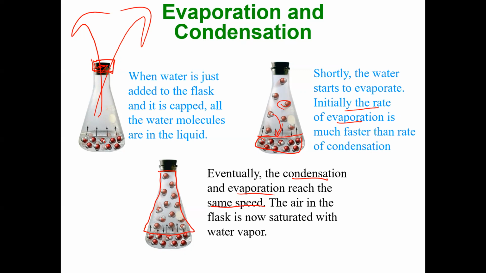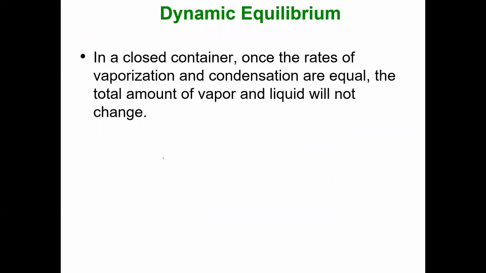Okay? Doesn't mean I have the same amount of vapor as I do liquid, because again, the vapor takes up more volume because there's more space, but the rate at which condensation or evaporation occurs is the same. That's referred to as equilibrium, equal rates of evaporation and condensation. But there is a requirement. I have to have a closed system. So it's called dynamic equilibrium because it happens dynamically. And once those rates are equal, the total amount of vapor and liquid will not change.